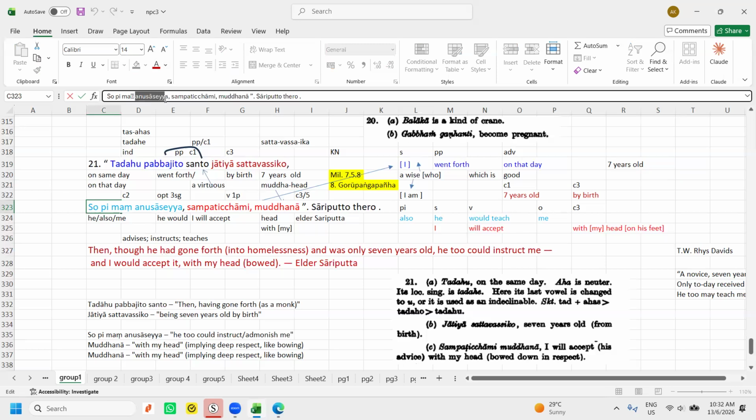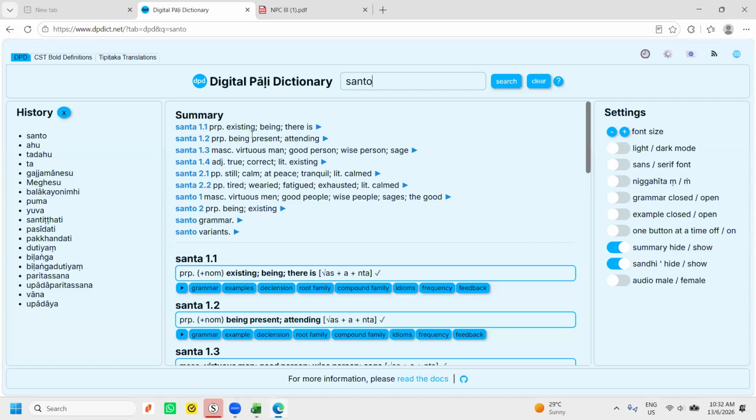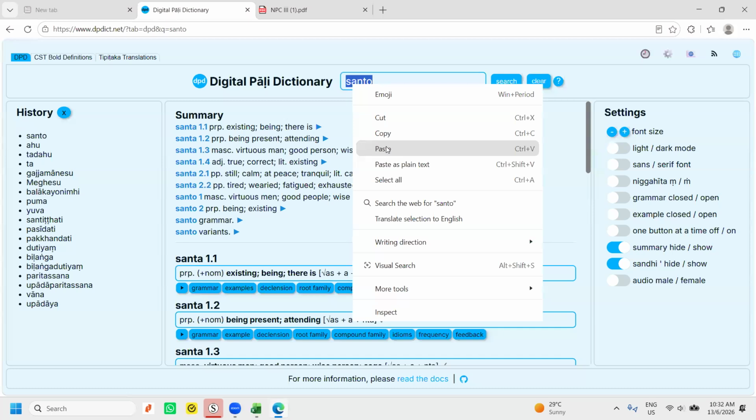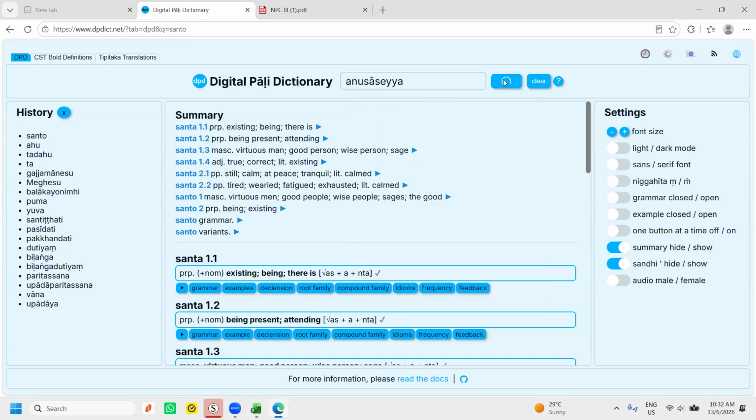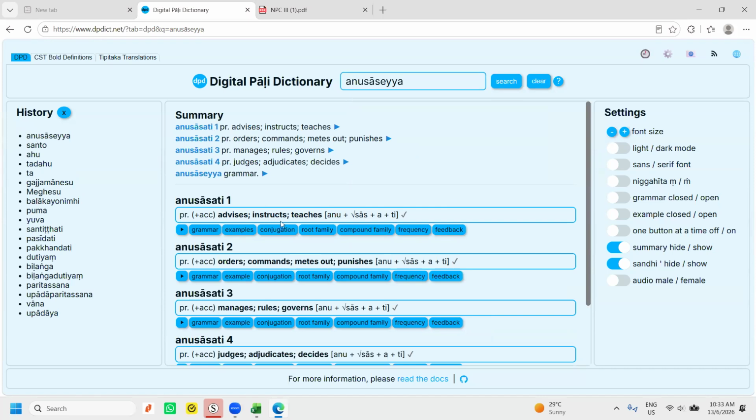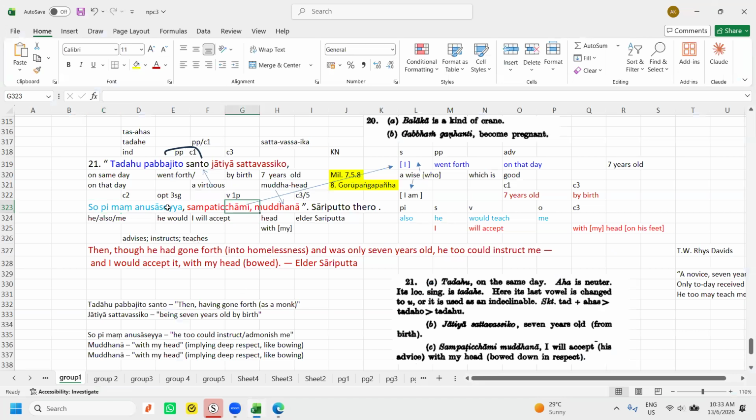I will do the copy, paste. See, why instruct or teach. So I take this one, so I will teach. He will teach. Next way, he will teach. So in this case, this is the object. He will teach me. Can you see? He will teach me.